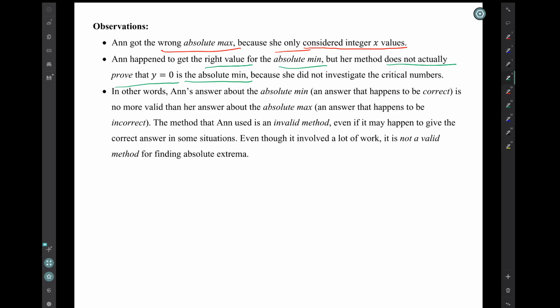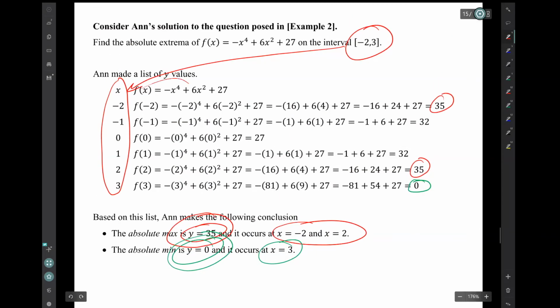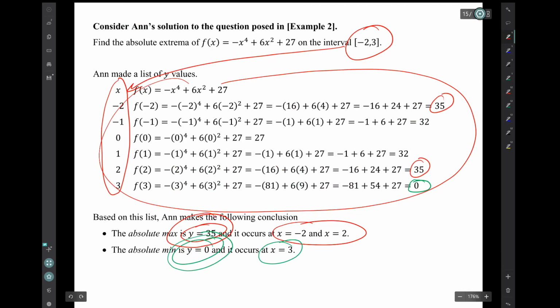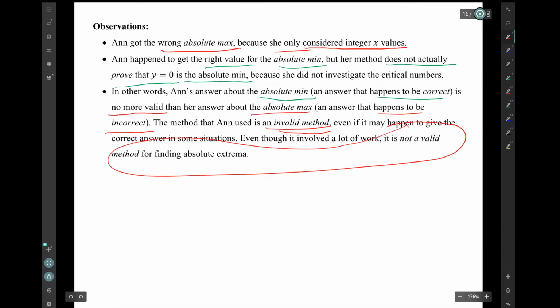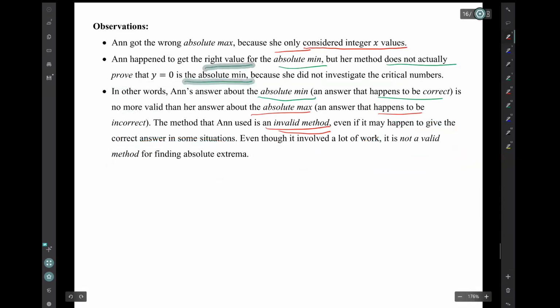In other words, Anne's answer about the absolute min, an answer that happens to be correct, is no more valid than her answer about the absolute max, that answer that happens to be incorrect. That is, the method that Anne used is an invalid method, even if it may happen to give the correct answer in some situations. Even though Anne did a lot of work here, very impressive how much work she was willing to do, that work is not a valid method for finding absolute extrema.